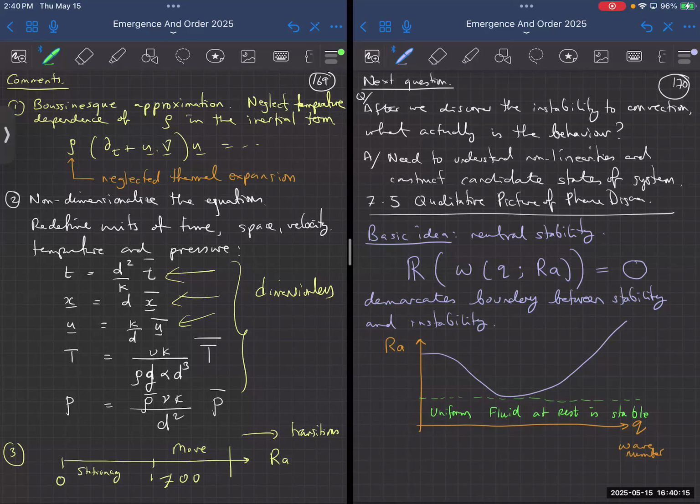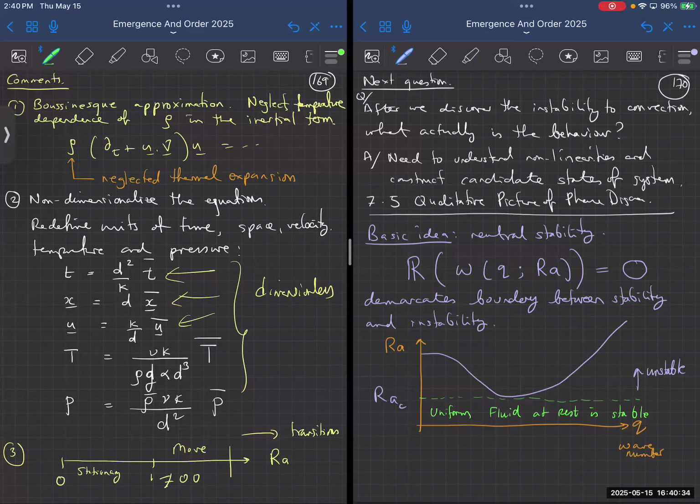So something like that. So anything above here is unstable. And we want to find out what happens. So this is the value Rayleigh C. So now we want to know what happens above that.